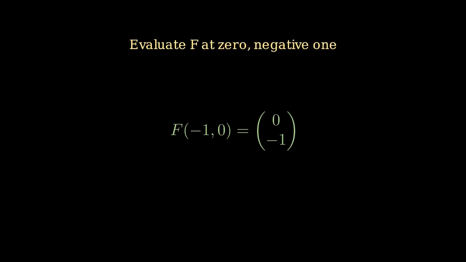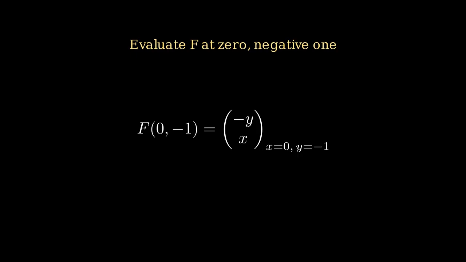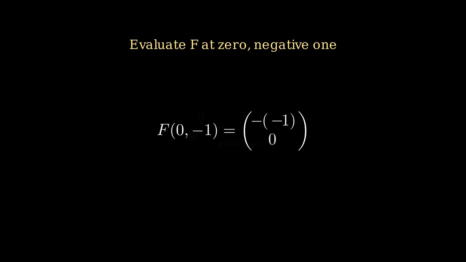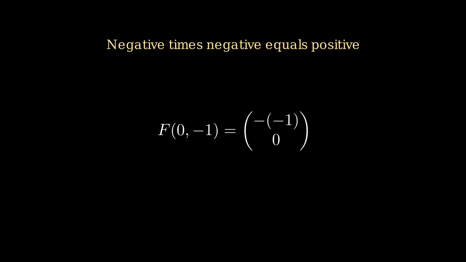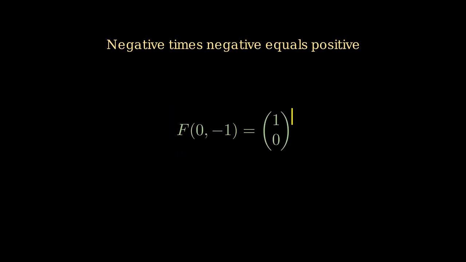Now let's evaluate at the point 0, negative 1. Here, x equals 0 and y equals negative 1. So the vector is, open bracket, 1, comma, 0, close bracket.